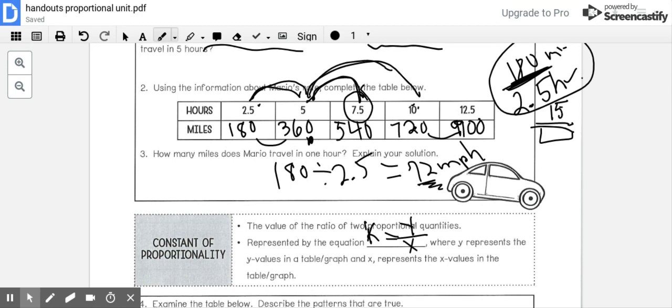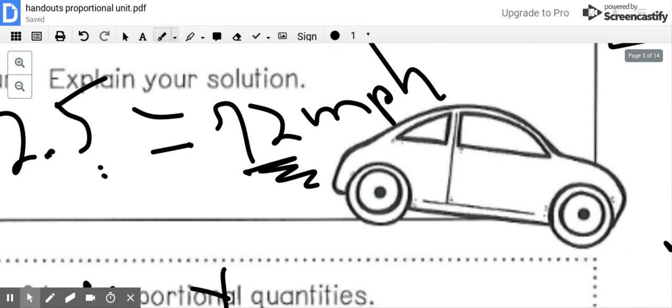So on a table or chart, your y values are on your graph. These are your y's, and your x is right here on the x-axis. It's also in a table. This would be your x, and this would be your y. On these, we did y divided by x, and that's what got us our unit rate, or our constant.